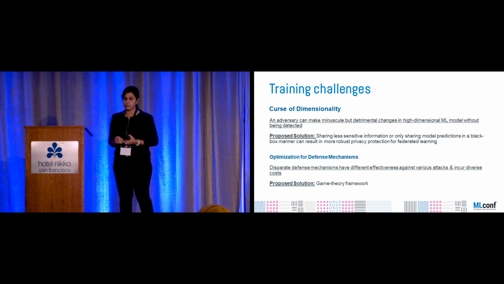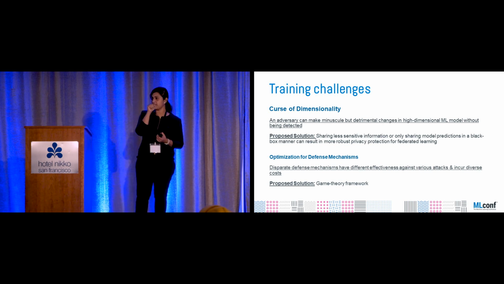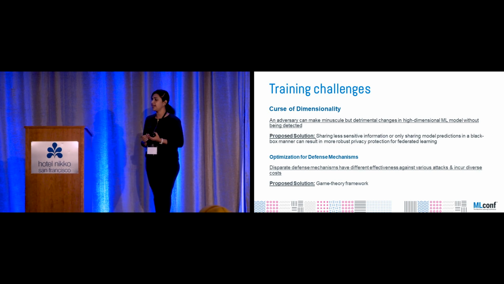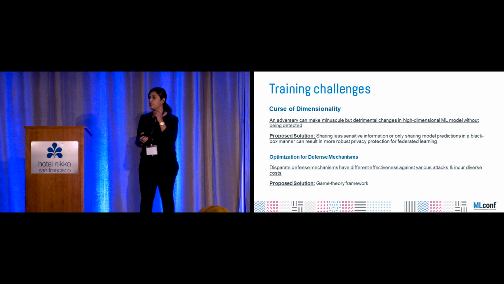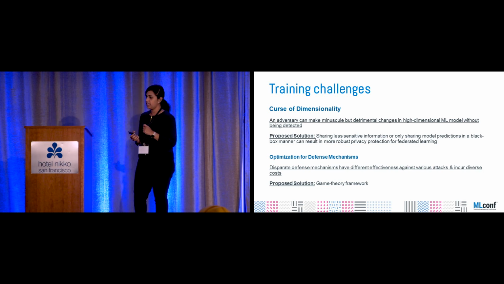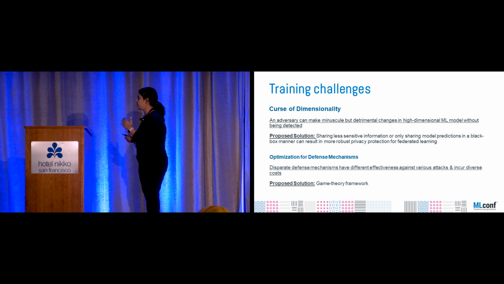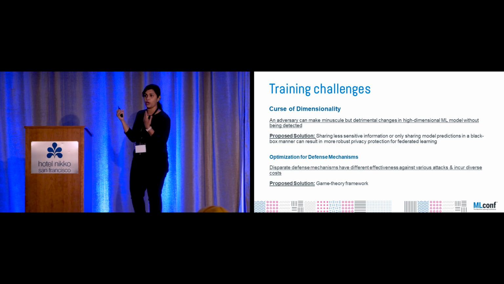The curse of dimensionality. What happens here is that an adversary might try to make very minute changes in your high dimensional environment without being detected. What you can do here is not share that information, or share only the model prediction in a black box manner, but that might not be the ultimate solution for this kind of issue. As I said, these are all open areas of research.